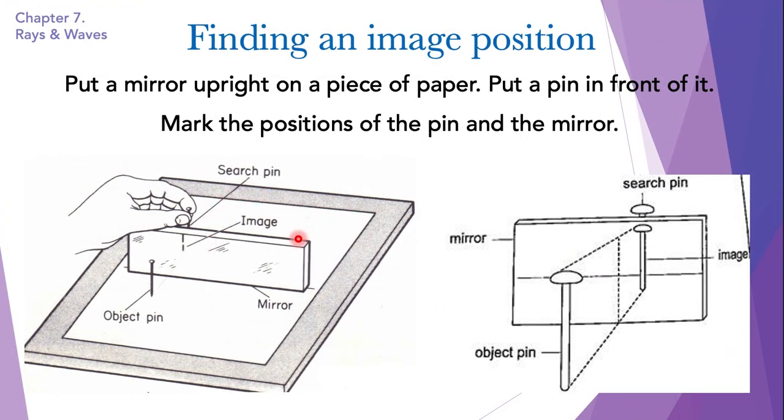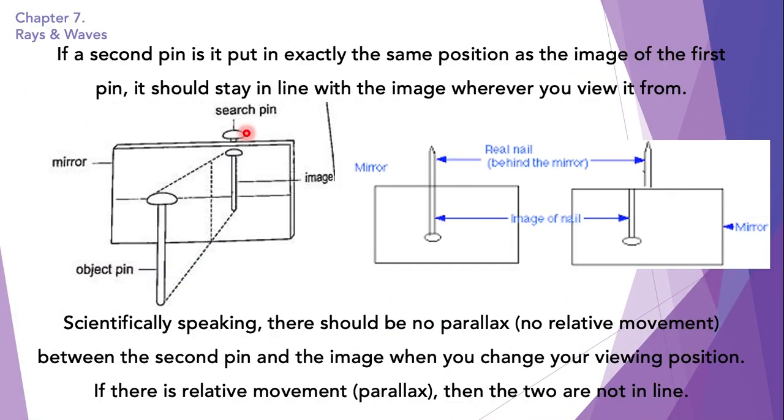So the first step to do this is to put a mirror upright on a piece of paper. We put a pin in front of the mirror and mark the positions of the pin and the mirror on the piece of paper. Okay, then this is the view. So then if a second pin is put exactly in the same position as the image of the first pin, it should stay in line with the image wherever you view it from.